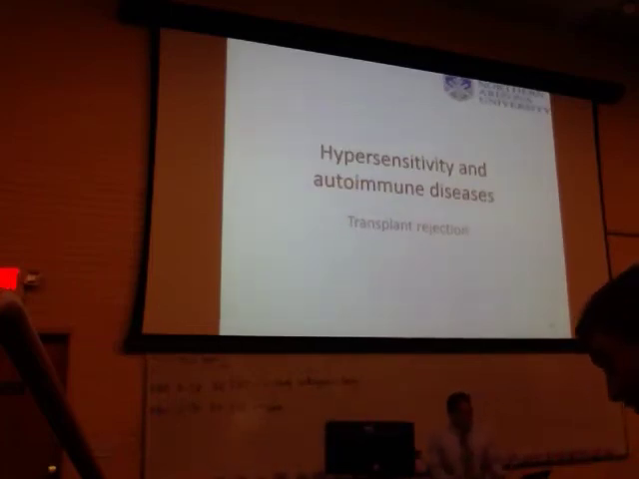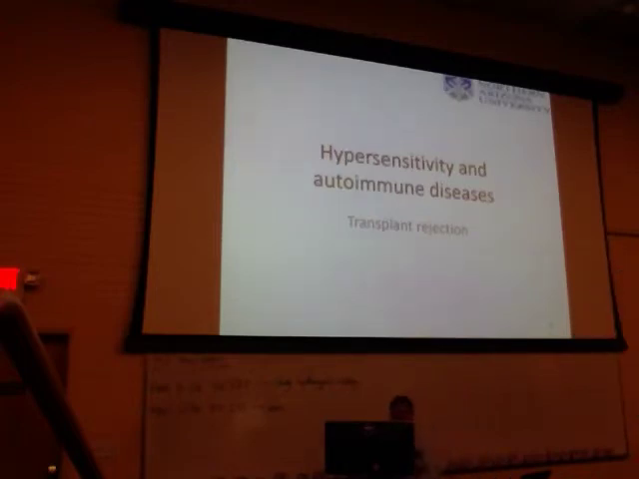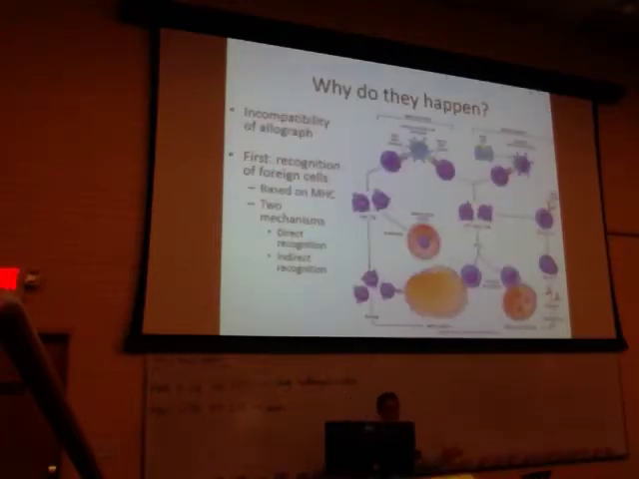All right, so let's talk about transplant rejection. Transplant rejection is type what? Hypersensitivity? Type 4. It's going to involve T cells. There's an incompatibility of the allograft. I say allograft because it comes from the same species, allo, but it's not an autograft because it doesn't come from the same patient. If it came from the same patient, it wouldn't be an issue. So there's a recognition of the foreign cells.